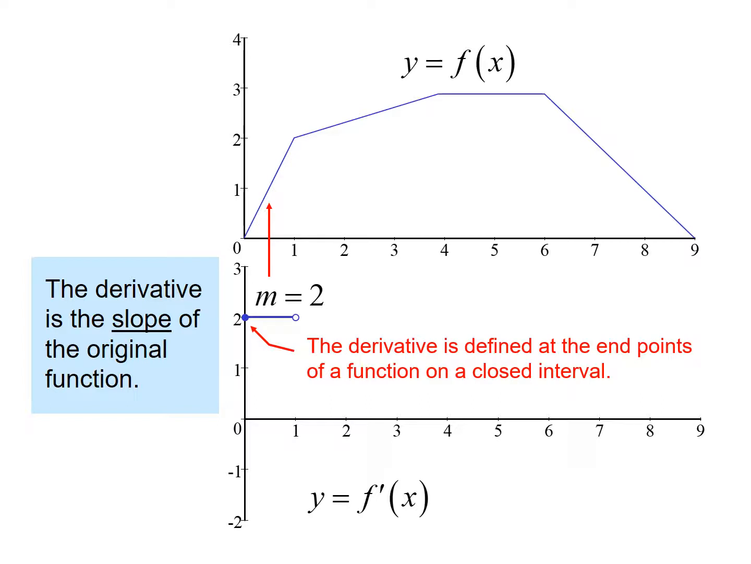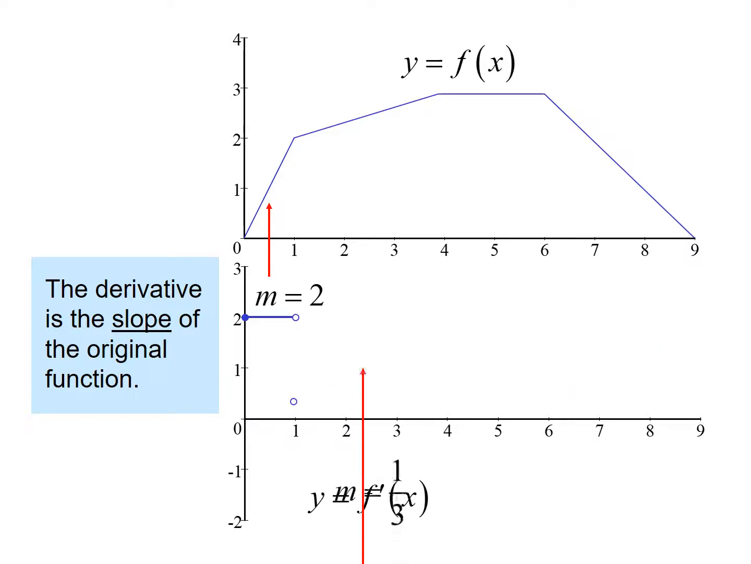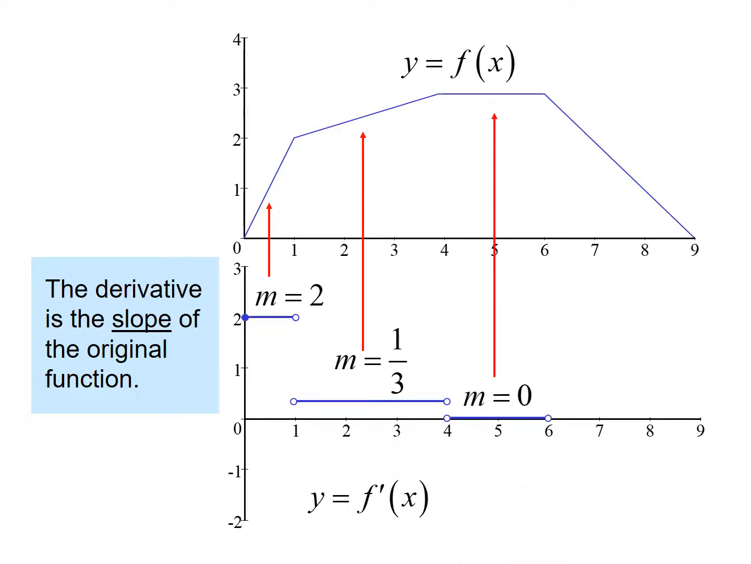But notice I do not include the point 1 because it depends on which side we approach. If we approach 1 from the left, we have a slope of 2. If we approach 1 from the right, we have a slope of 1/3. So we can't give a specific value to x equals 1. So we use open circles at 1, meaning that the derivative does not have any value when x equals 1. Our slope is 0 from 4 to 6, and our slope is negative 1 from 6 to 9. So we had our graph of y equals f of x up above, and we're able to sketch a graph of the derivative down below. And the thing you're always keeping in mind through this is the derivative is the graph of the slope.